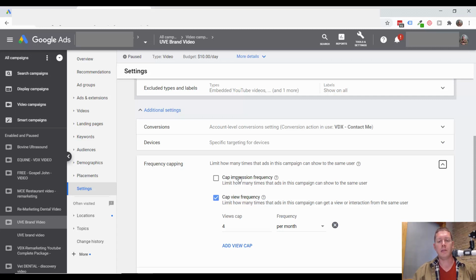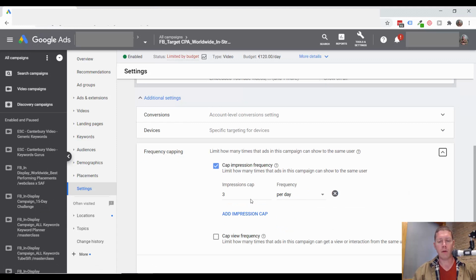This has no limit on impressions. So someone could potentially see the beginning of your ad and skip it 100 times before they actually view it 4 times. There's no limit on that in this campaign.